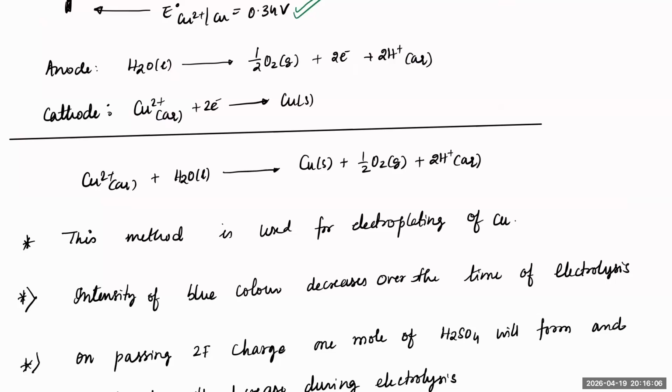Have you noticed something? In this case, the H+ ion concentration is increasing, which means over the period of electrolysis, the pH value decreases. The pH value keeps decreasing, and the solution becomes more and more acidic. Next thing, this is the same method used for electroplating of copper.